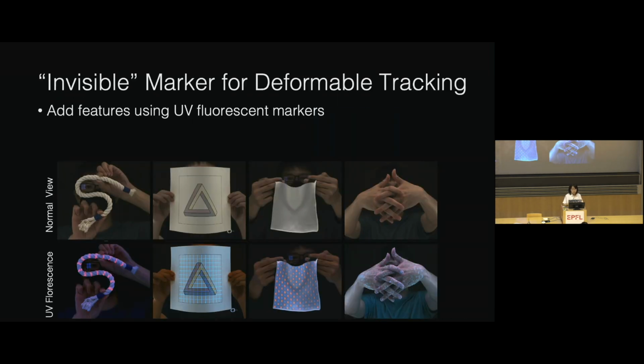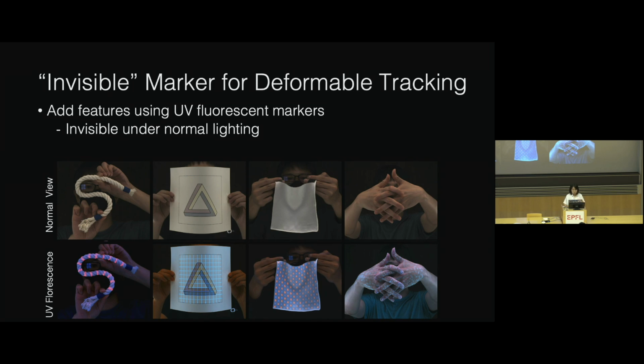So in this work, we present a solution that uses invisible markers for tracking and reconstructing deformable objects, especially with very little texture. For example, this white cloth is a very extreme case. So the idea is very simple. We draw UV fluorescent patterns on the object, and in this way, we can add features to their appearance. And here you can see some example patterns that we draw on different types of objects. Since these features that we add are only visible under UV light, we call them invisible markers.